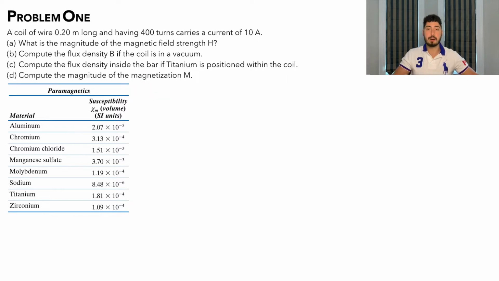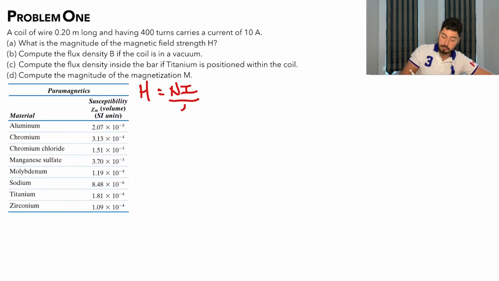So let's begin with part A. Part A asks us to find the magnitude of the magnetic field strength. And we know that the magnetic field strength, designated by H, is a function of the number of turns within the coil times the current within the wire divided by the length of the wire. So all we need to do is substitute the values that are given to us in the problem, and that's going to yield us our magnetic field strength.